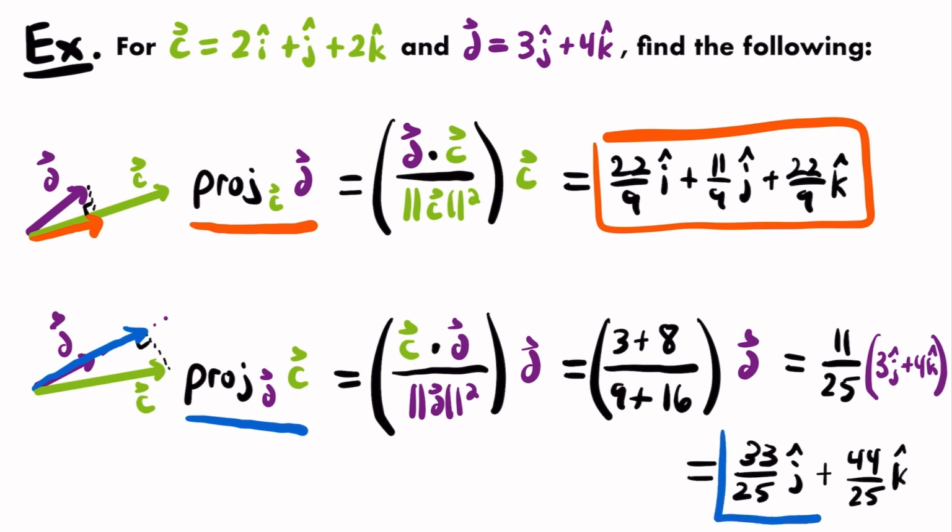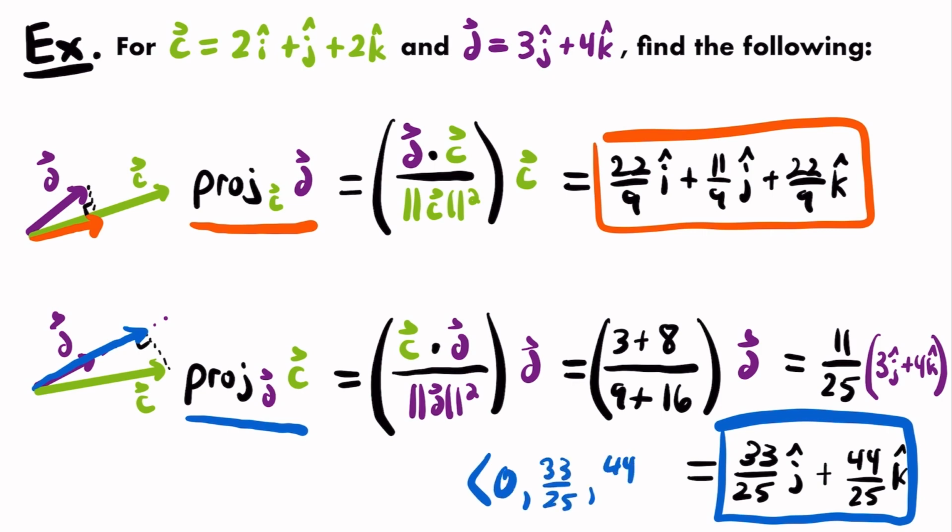All right, that is the vector that represents the projection of vector c onto vector d. Right, we had 11 times 3, which is 33, so 33 25ths is our y component, and then 11 times 4 is 44, so we have 44 25ths as our z component. And then once again, if you want to write this vector in the standard vector notation, it would look like this. You would have 0, 33 25ths, and then 44 25ths. Okay? Those are the x, y, and z components from this vector. But anyway, that is the vector that represents the projection of vector c onto vector d.